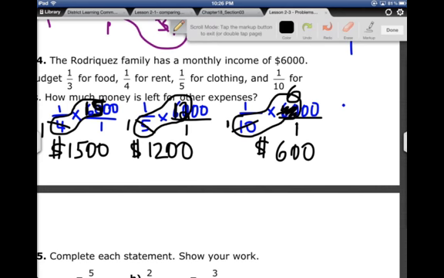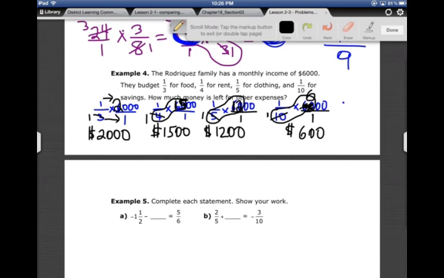All right, so their budget has popped out. It's $2,000 for food, $1,500 for rent, $1,200 for clothing, and $600 for savings. So what's left? Well, you have to do a little bit of the math, and you say it's $6,000. So when you combine these, let's see here. I like to do this little technique. That's $3,500, and that's $1,800.